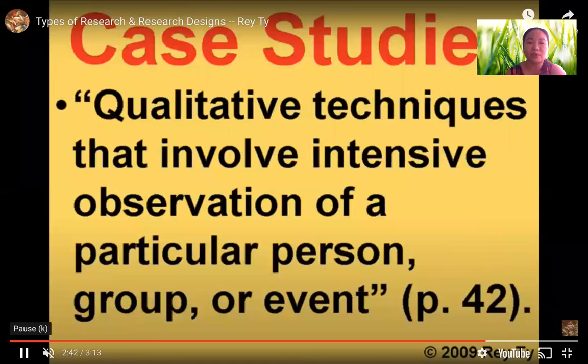And we also have the so-called case studies. It's also a qualitative technique involving the intensive observation of a particular person, group, or event. So that's why naka-case siya, case study. So there are also case studies which are done through computerized, bioinformatics ang tawag, for example.